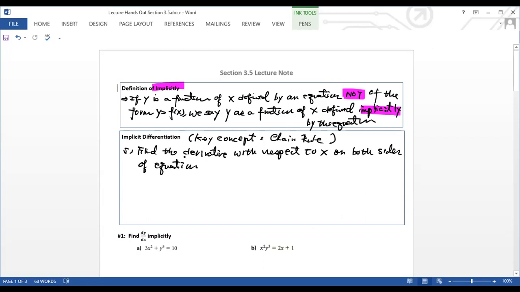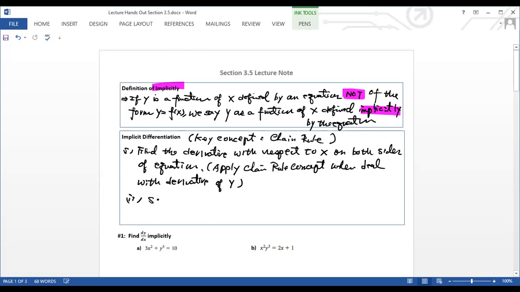Okay, so then apply the chain rule concept when you deal with the derivative of y. When you're dealing with y, you probably need to use the chain rule here. Now, the second step here is solve for dy/dx. That's what we want, right? So the solve for dy/dx is here.